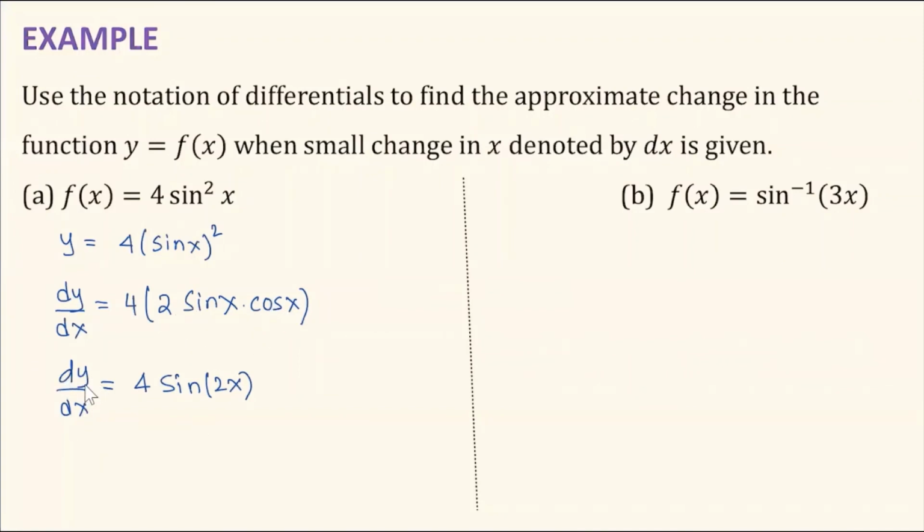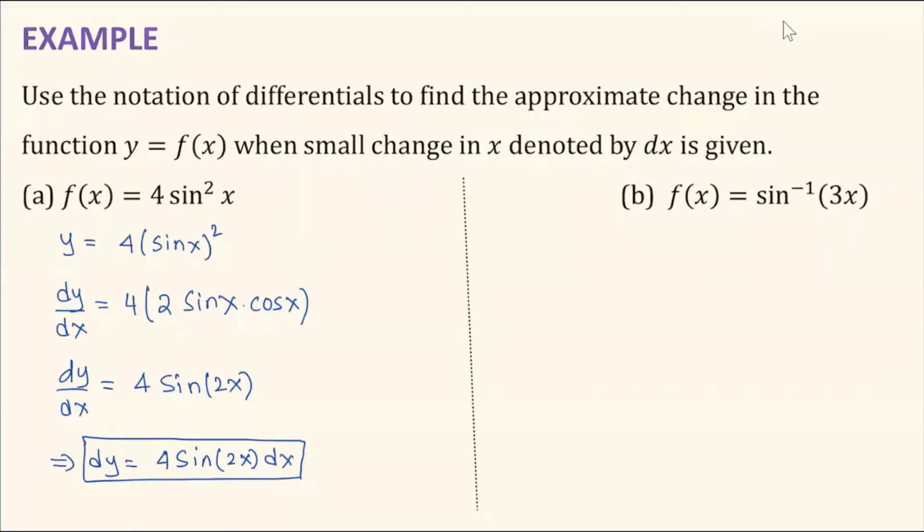We are looking for change in y. So this implies differential y, dy, is equal to 4 sine 2x. If you multiply on both sides by dx, that dx will go there. So that is your differential y. Differential y is equal to 4 sine 2x dx.